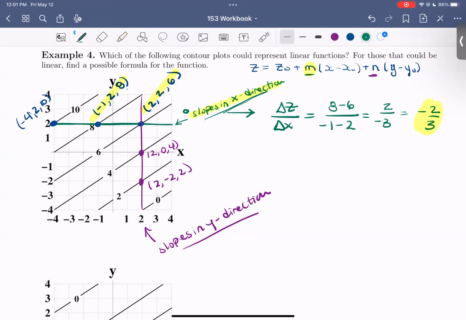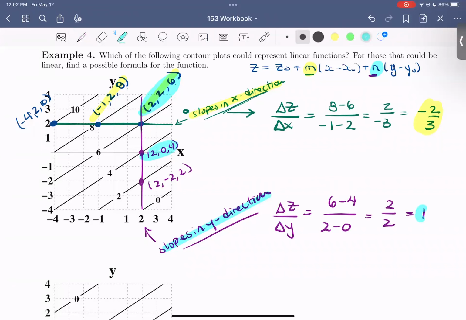Now let's do the same thing with the slope in the y direction. I'm just going to look at 2 points. I could look at this 2, 2, 6 again, and 2, 0, 4. We're going to compute the change of z compared to the change of y. So z is 6, and then z is 4, so 6 minus 4. And then for y, we have 2 minus 0. That gives us 2 over 2, which is a slope of 1. Awesome. So there we have the slope in the x and y direction.